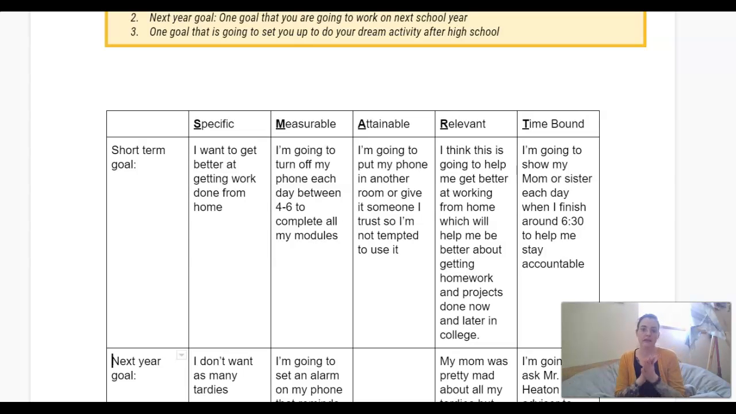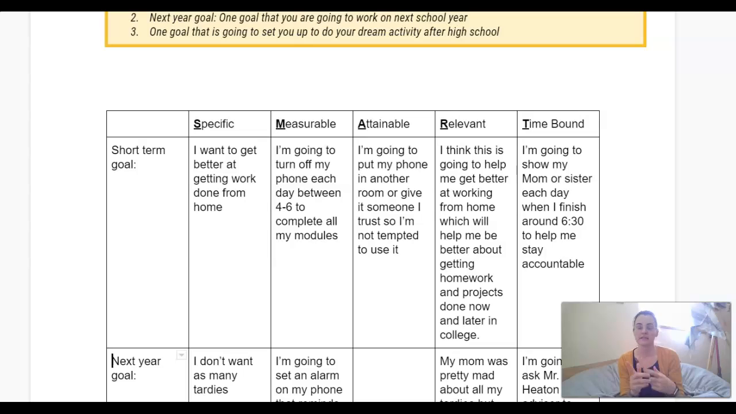So for me, my phone is my biggest distraction ever. I'm always on it. So during this time period, I'm going to put my phone in another room, or if that's not working, I'm going to give it to someone I trust so that I'm not tempted to use it. So this could be my mom or my sister or a sibling, and be like, hey, don't give me my phone, even if it buzzes, until I've done these things. Okay. So use the resources around you. Attainable is what are those resources you're going to access to get better?